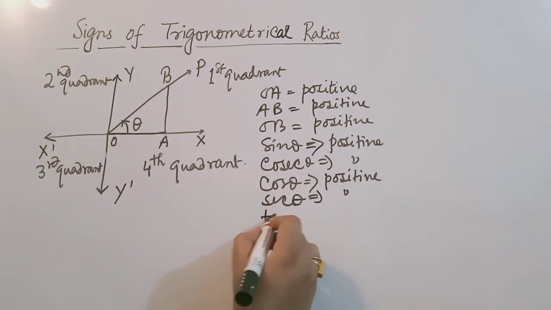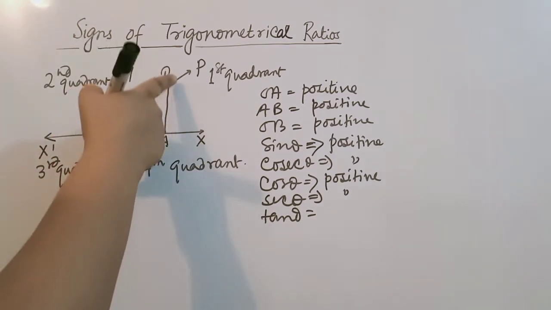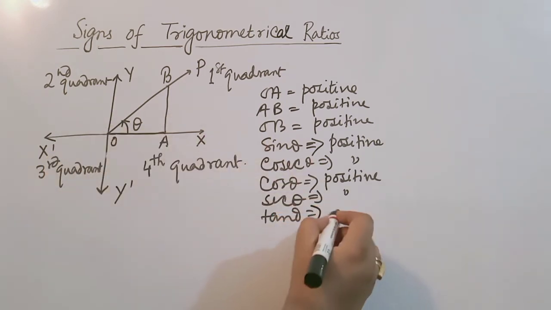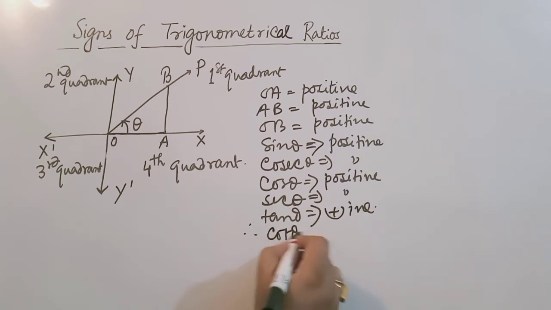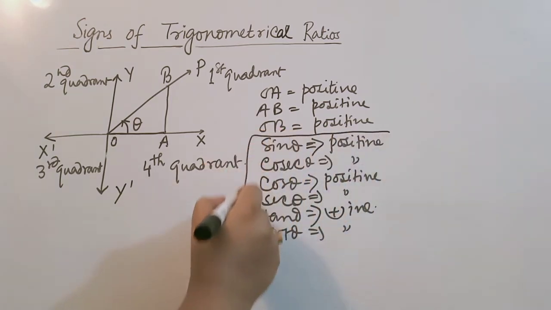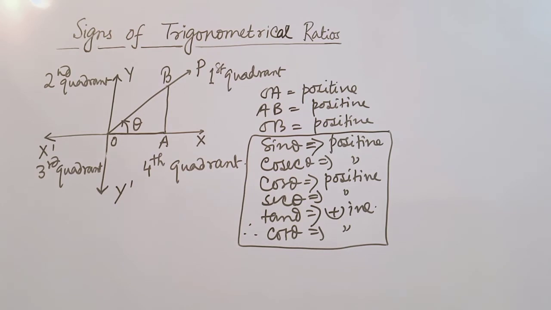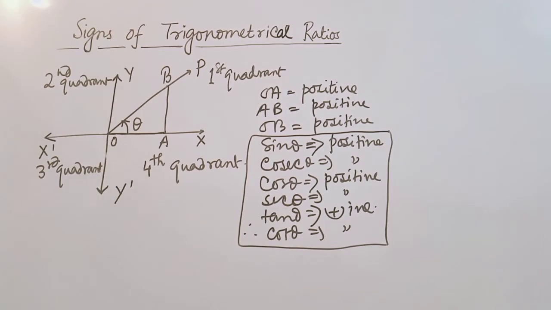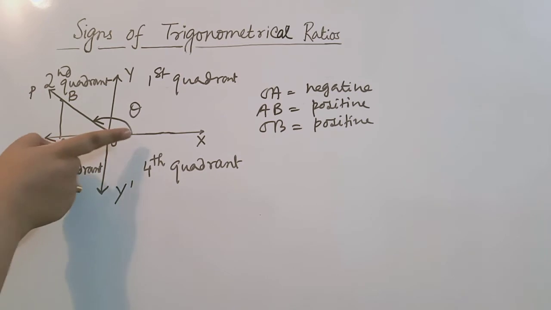Now if we consider tan theta, means perpendicular by base, then we know perpendicular means AB is positive, base means OA is also positive. So tan theta will also be positive. And so cot theta will also be the same. So here we find all of sine, cos, tan, cosec, sec, cot are positive when theta is in the first quadrant.